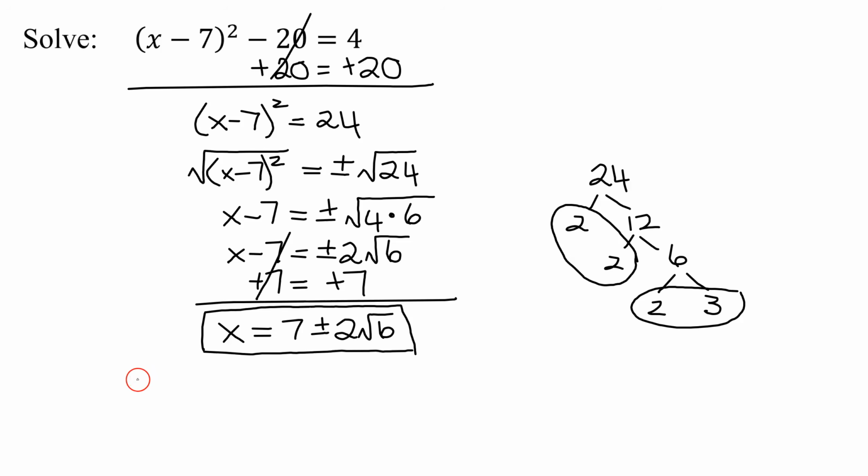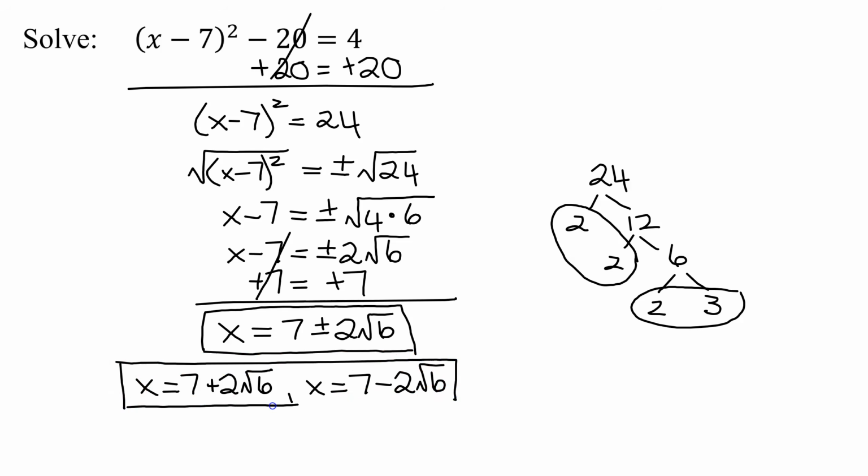So there are my 2 solutions to this equation. And if you're asked to write the 2 solutions separately, you'd write x equals 7 plus 2 times the square root of 6, and x equals 7 minus 2 times the square root of 6. Remember, once again, you cannot combine these terms, they're unlike terms. So that is the other way of writing your solutions.